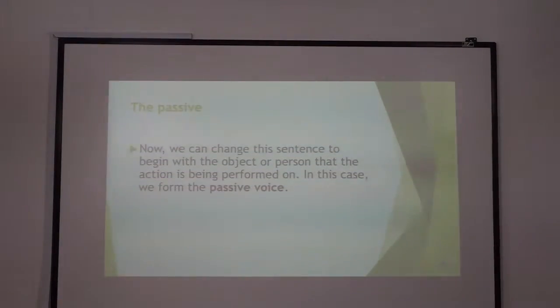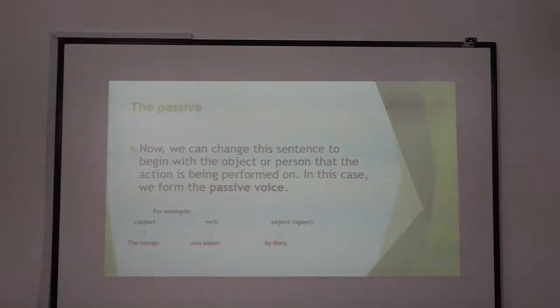So we can turn this into the passive voice so that we have the subject beginning the sentence, followed by the action that is being performed. So in this case, we have the passive voice: subject, verb, agent. The object becomes the subject and the original subject becomes the agent, because we can do away with it. The mango was eaten by Mary.